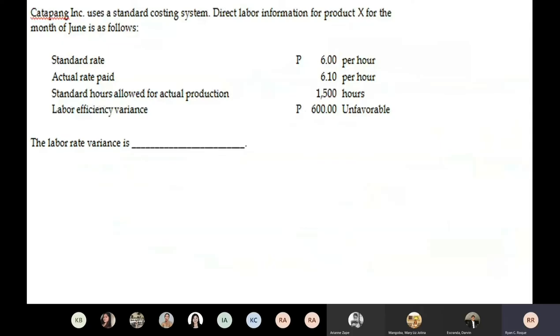May kinalaman ulit sa labor rate variance. So, labor rate variance, again, ang formula, difference in rate times the actual hours. Okay, so kung ano actual rate natin, standard rate natin, actual rate ay, ayun, 6.1. Standard rate ay 6. So, ang difference natin sa rate ay 0.10.